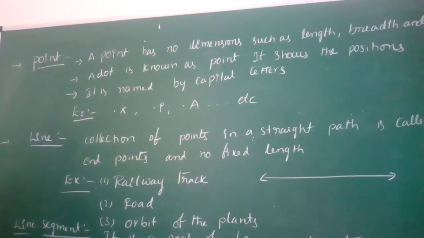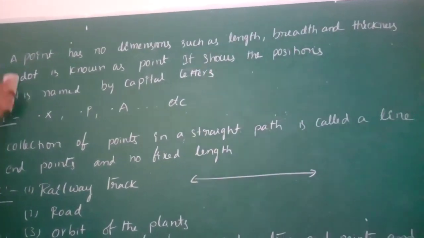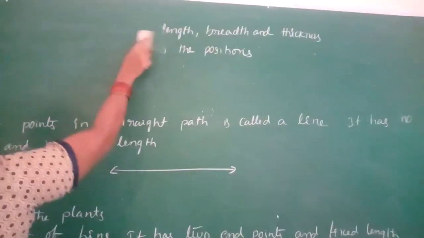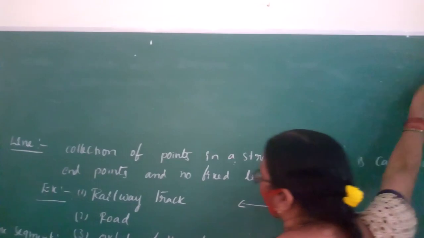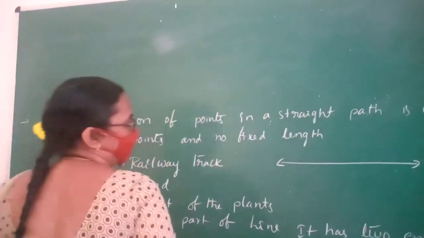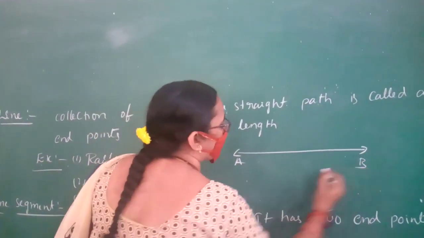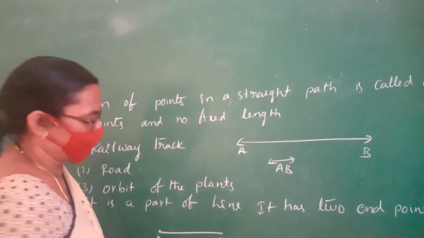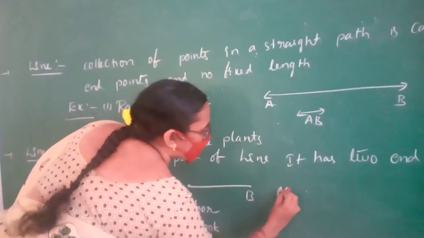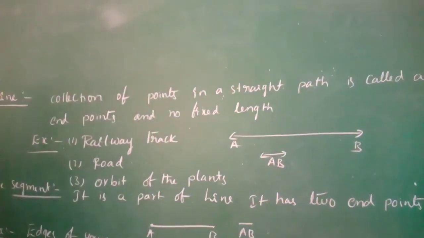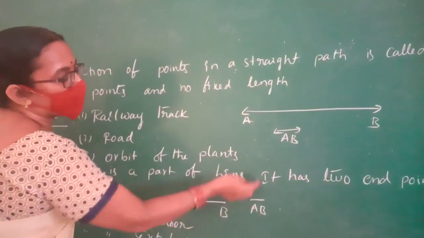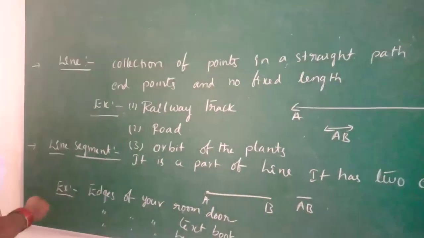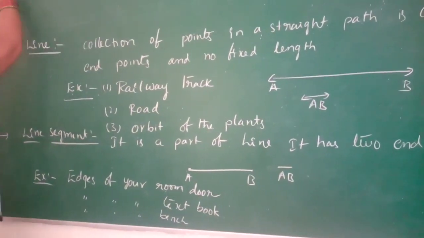What is a ray? Here line is represented with the symbol above AB, the symbol of straight line. Here AB is a line segment. Okay children, this symbol represents whether it is a line or line segment. Okay, next ray.